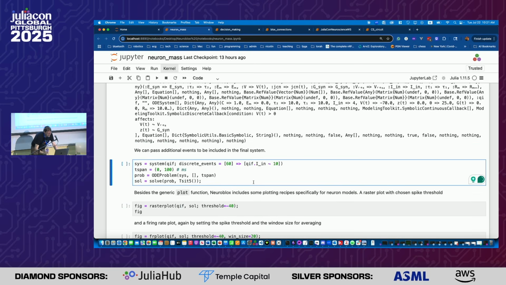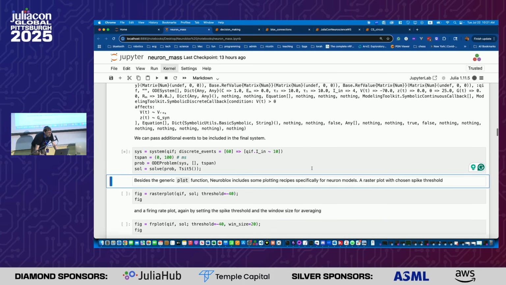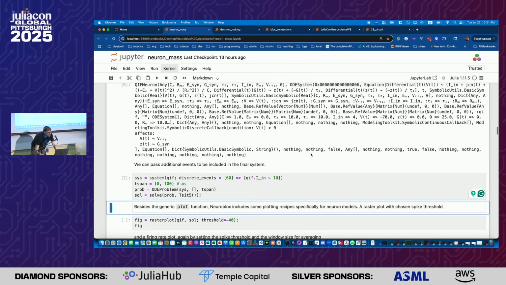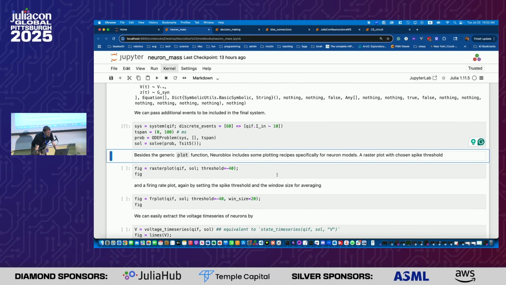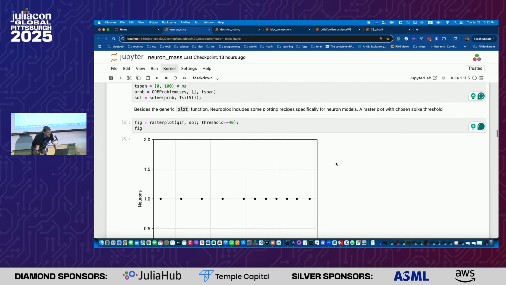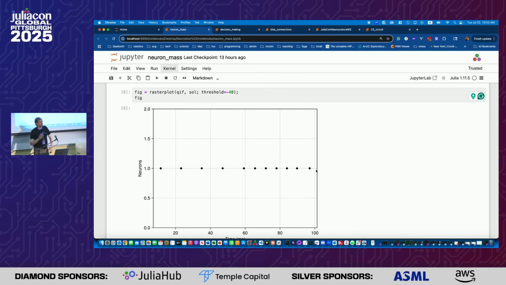Okay, so what we can do is take the system and solve it. This is just a QIF neuron with a certain input. And then we define several functions. So this is a raster plot. Raster plots are typically used in neuroscience where you look at a threshold, so a dot appears where the spike is.